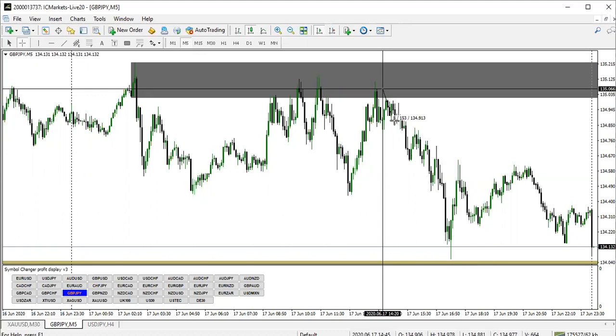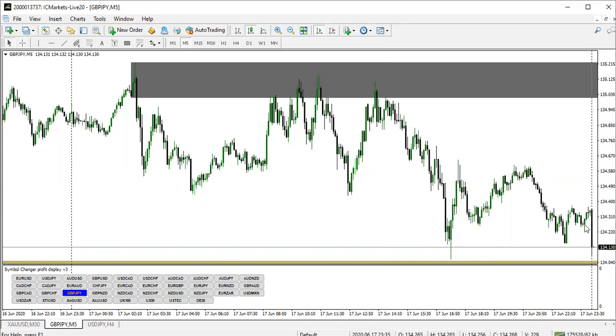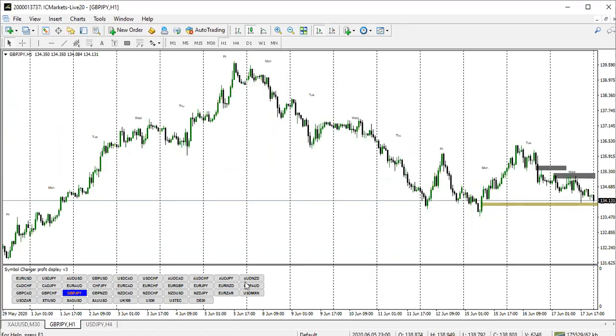But I actually went for a 1 to 5 risk reward ratio. That's 50 pips. And I closed the remaining position at this particular area, because for now I'm just day trading, so I'm closing my position after the end of the day, probably before the Asian session.